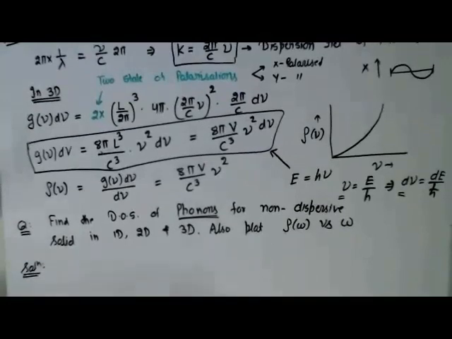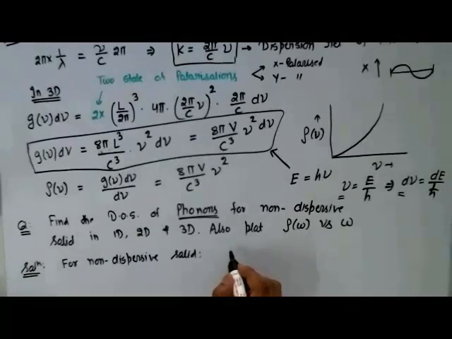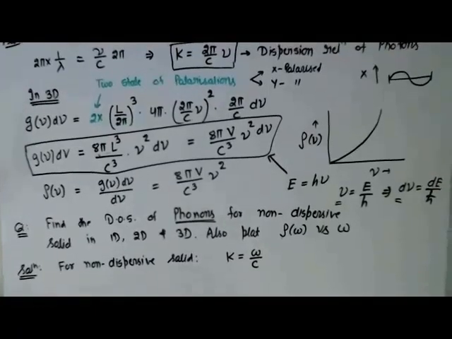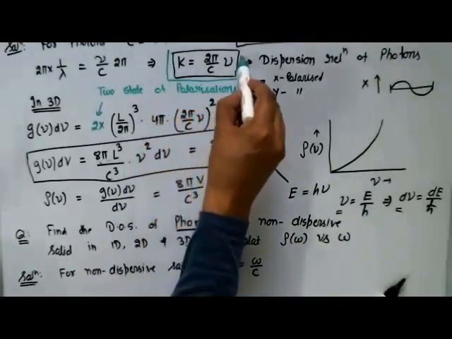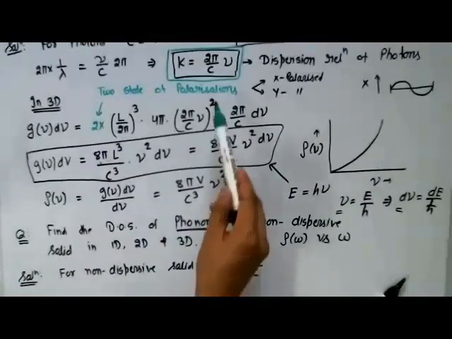So here I can tell you the dispersion relation. For a non-dispersive solid, always remember this: k is always equal to omega by c. Actually, this is not a new equation; we have already written this equation above. Now, try to look at this equation. So k equals 2 pi c upon nu.